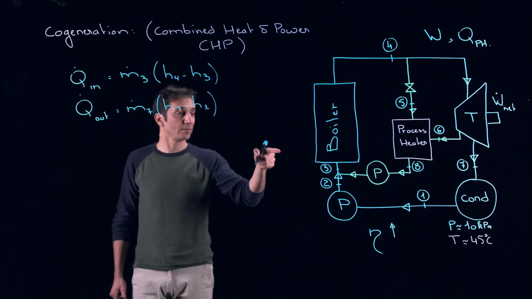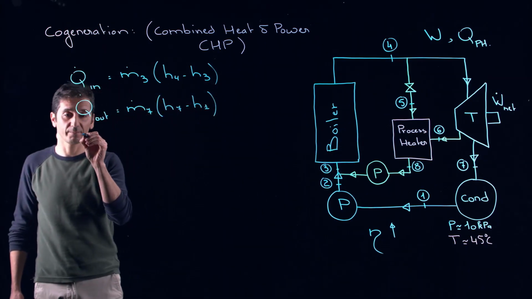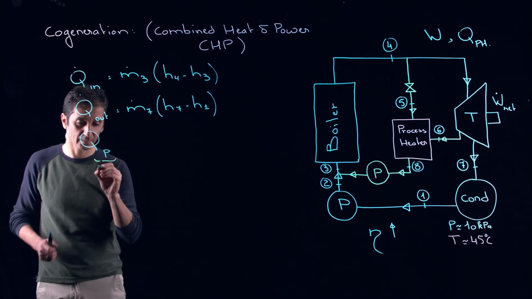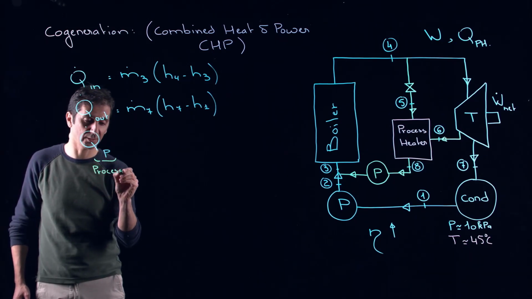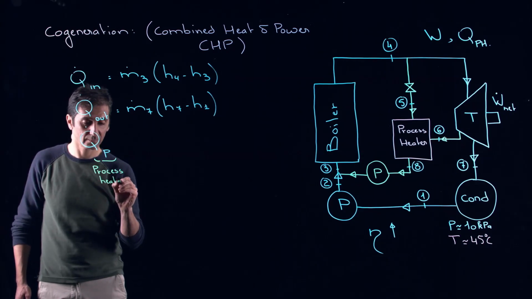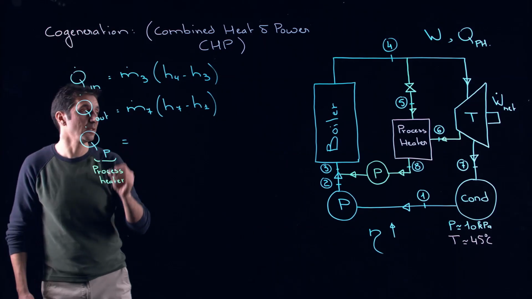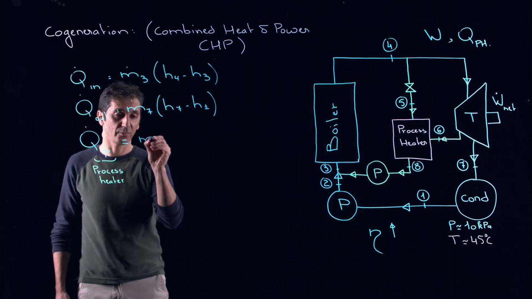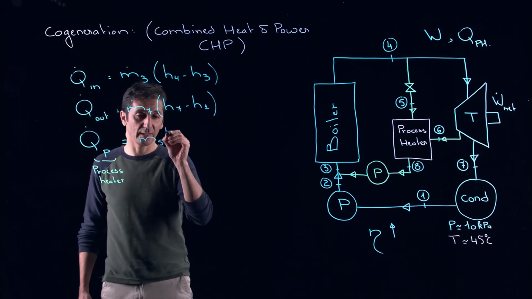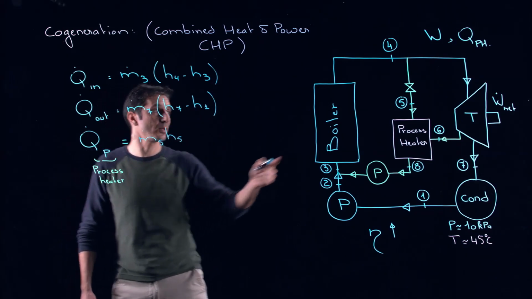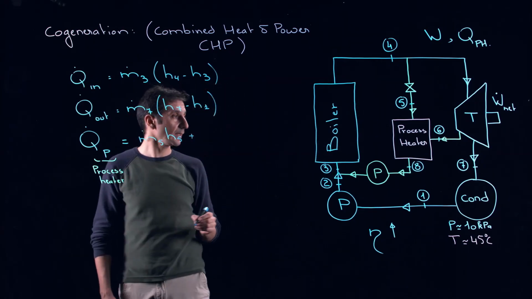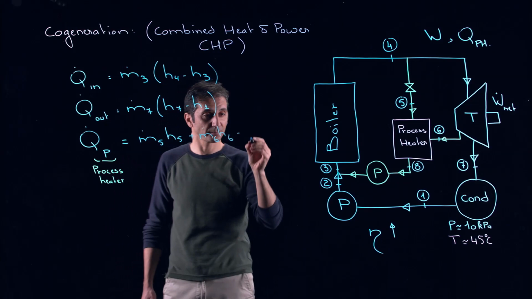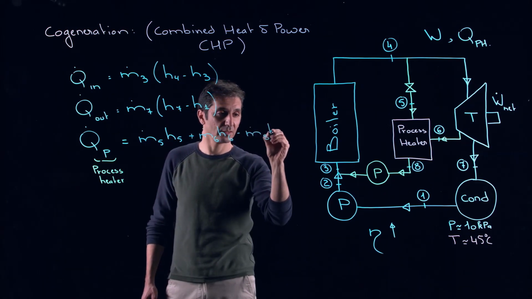The next one is the process heater here. So Q dot P. This is for the process heater. What we are providing to our client is equal to what? Here we have two inlets, one exit. So we can write M dot 5, the first inlet, cross the enthalpy H5 that is equal to H4, remember there is a valve here, plus the second inlet is state 6, M dot 6 H6, minus the exit, M dot 8 H8.